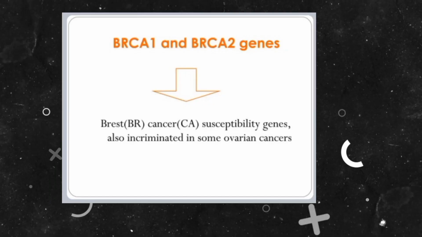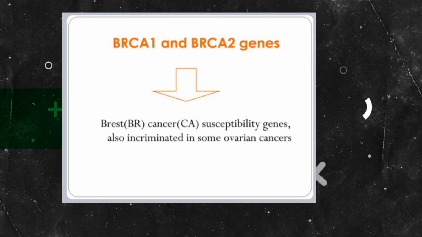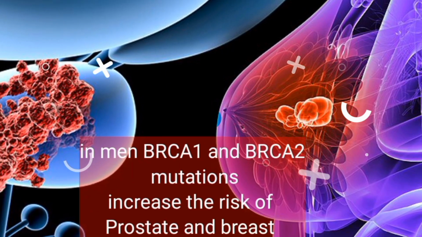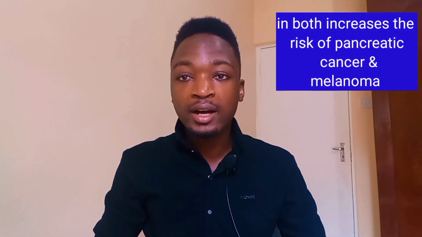Germline mutations in BRCA1 and BRCA2 genes increase the risk of developing breast cancer and ovarian cancer in women. It also increases the risk of developing prostate cancer and breast cancer in men. And in both men and women, it increases the risk of developing pancreatic cancer and melanoma.